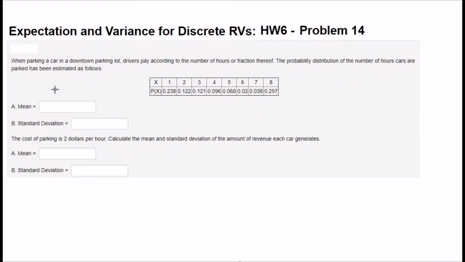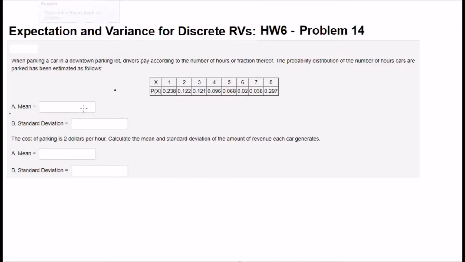Problem number 14. When parking a car in a downtown parking lot, drivers pay according to the number of hours or fraction thereof. The probability distribution of the numbers is given below. So we're going to calculate the mean, the standard deviation, and, given the cost of parking of $2 per hour, the standard deviation of the amount of revenue each car generates.